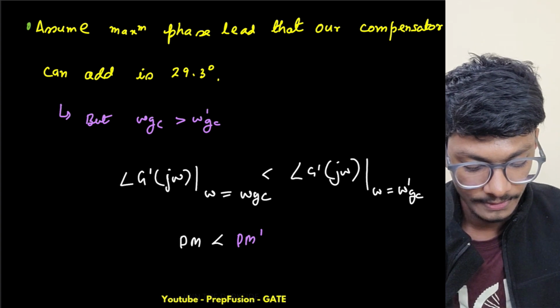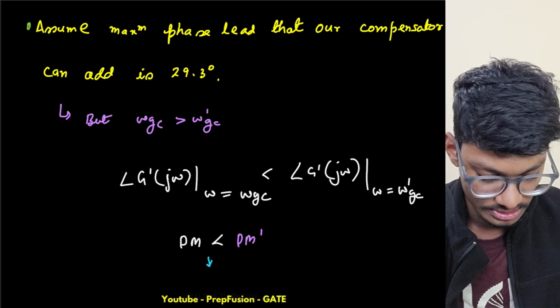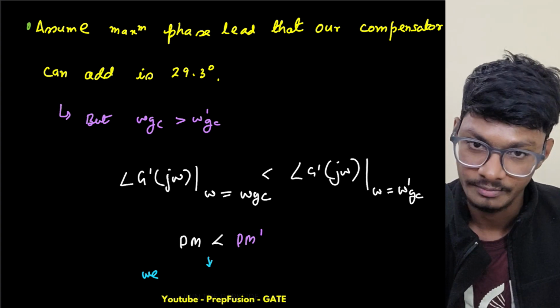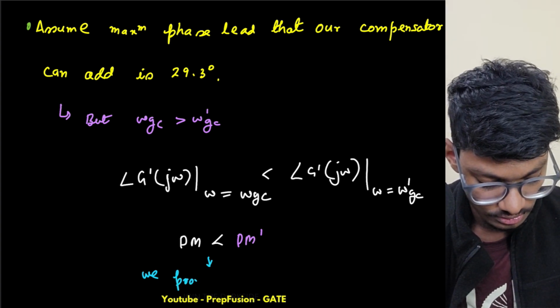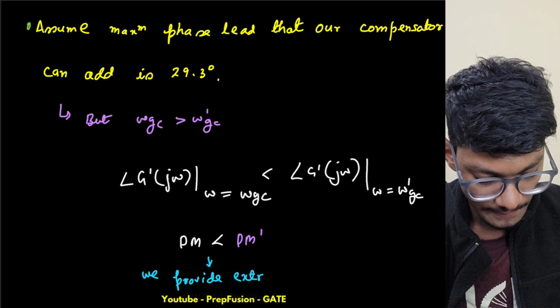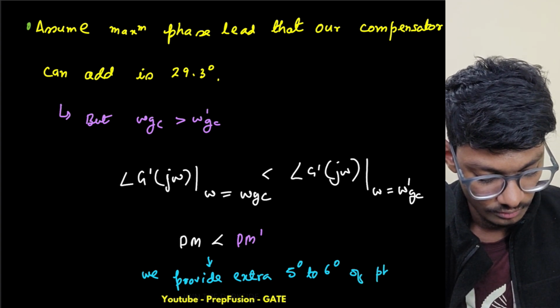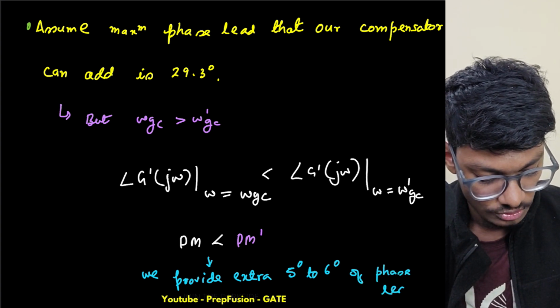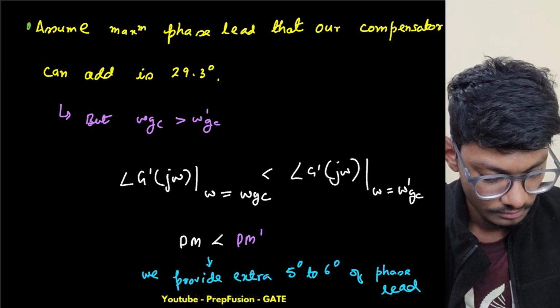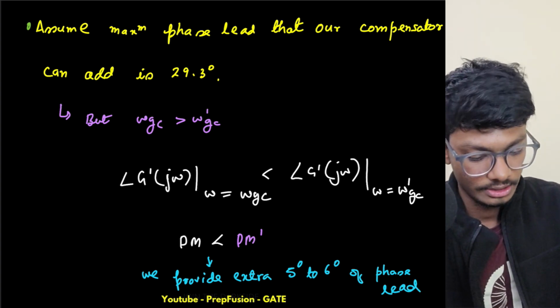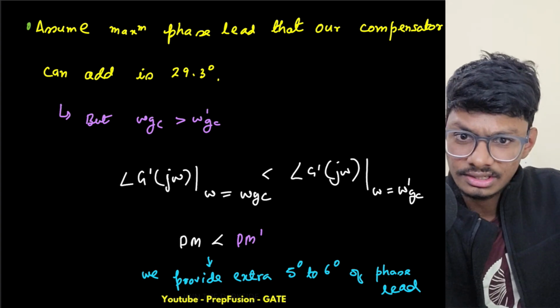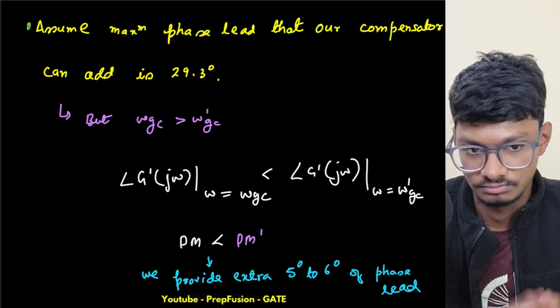So this is a design concept, basically, just for a safety margin, we provide an extra 5 to 6 degrees of phase lead. So let me tell you, this is not obviously a GATE problem, this is a design problem. So this won't be that much needed in the GATE examination, but a few of the concepts may be good to go, right? So this is the last lecture, that's why I am doing a bit of things extra.